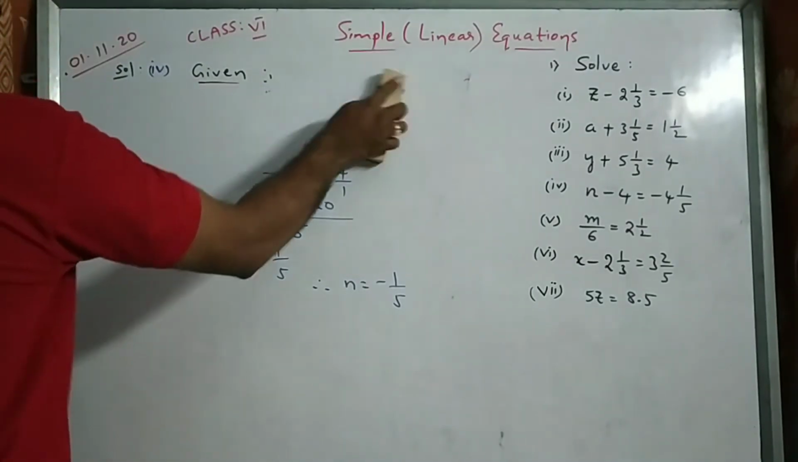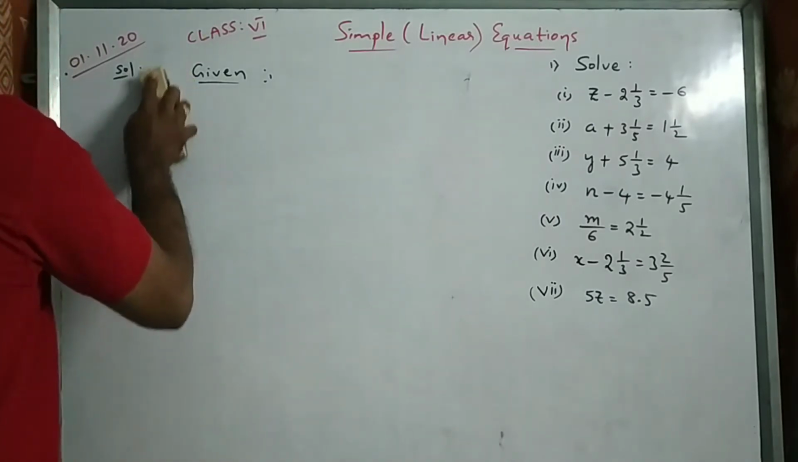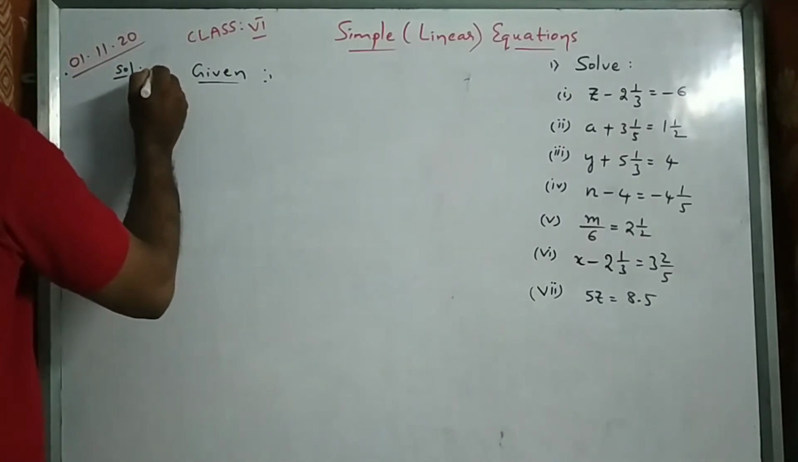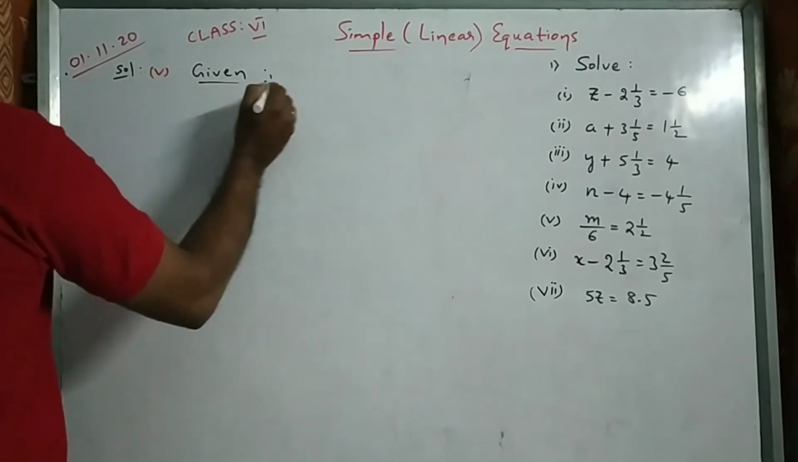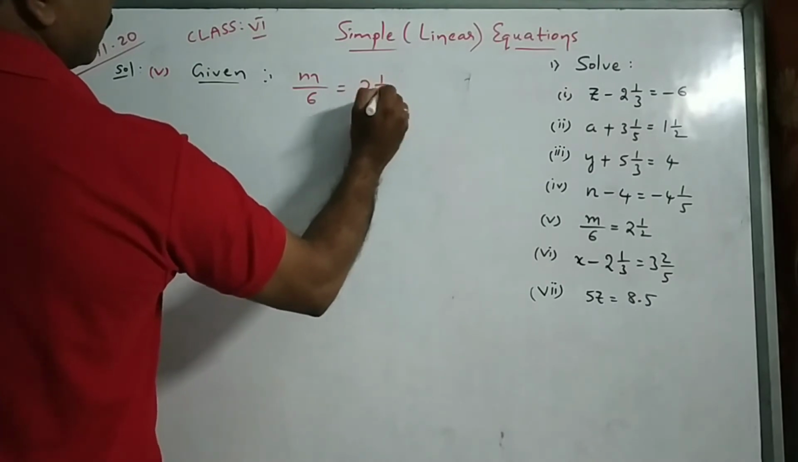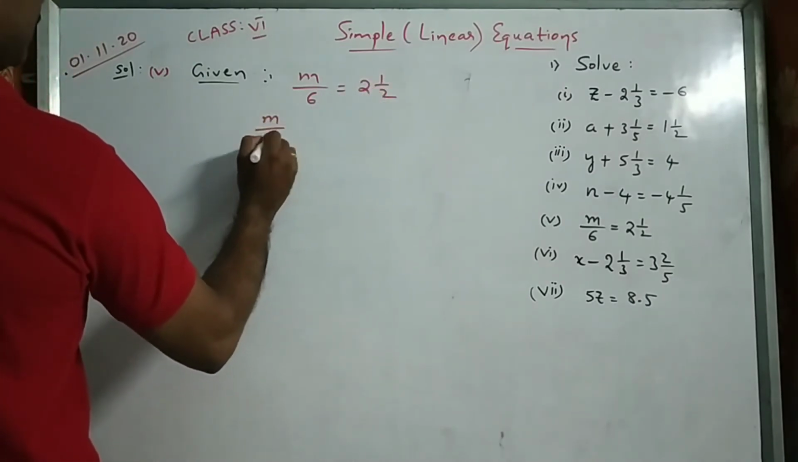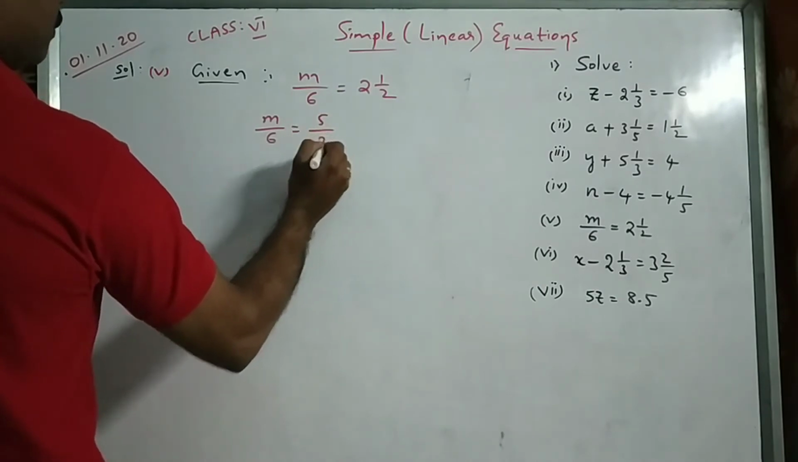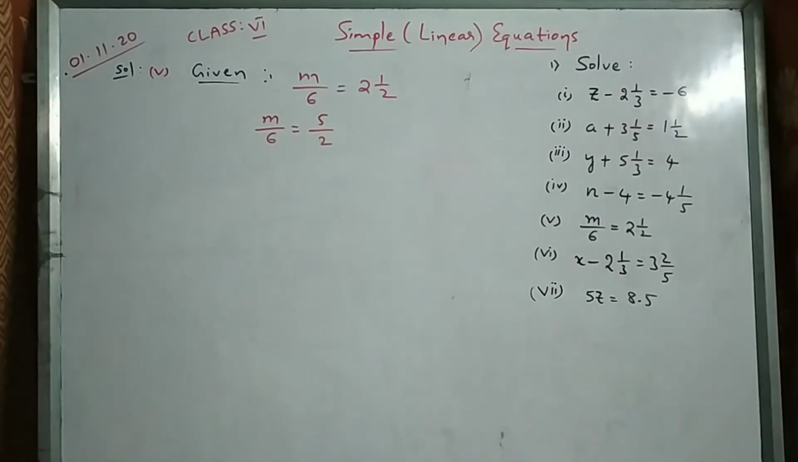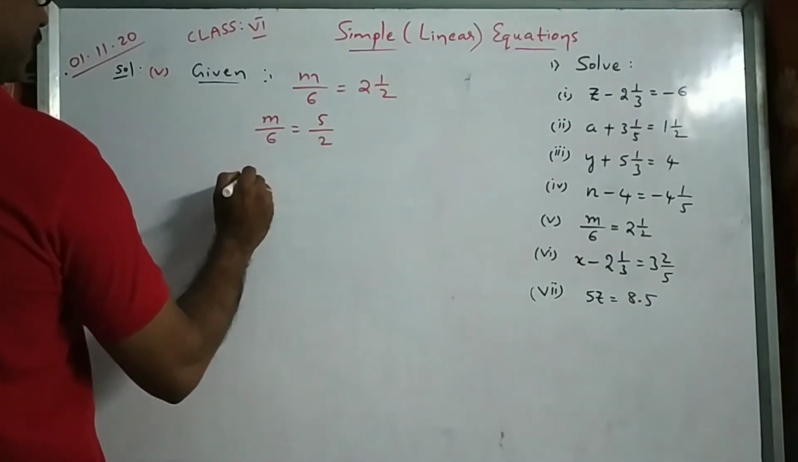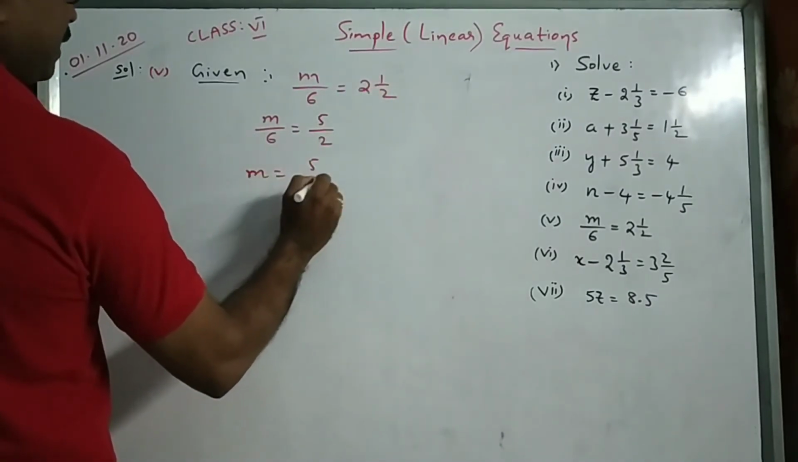Fifth question. Solving means finding the value of the variable. Remember that. Fifth question. M by 6, a division term is there. So m by 6 equal to 2 2s are 4 plus 1, 5 by 2. Clear? So m by 6 equals 5 by 2.